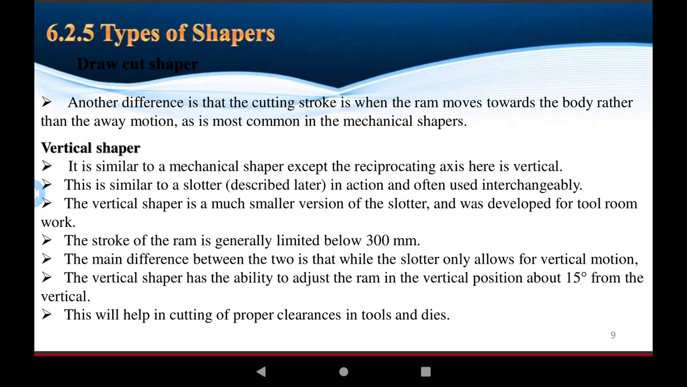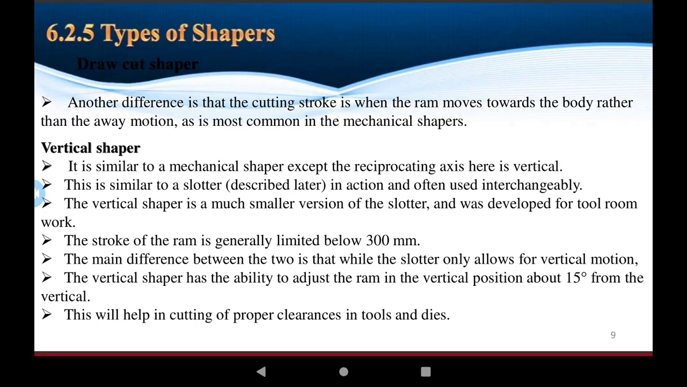slaughter only allows vertical motion. This difference is very important. While the slaughter mechanism also moves only in vertical motion, it cuts the metals in the vertical direction, according to the motion of the vertical motion cutting the metal.